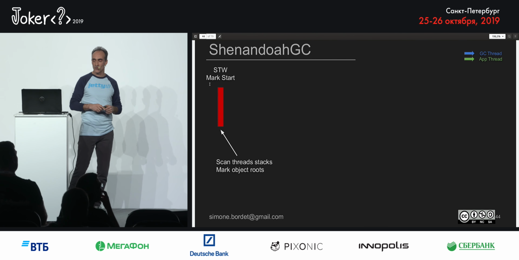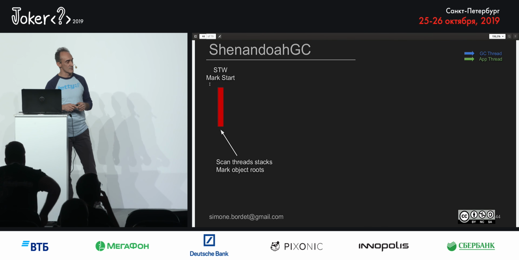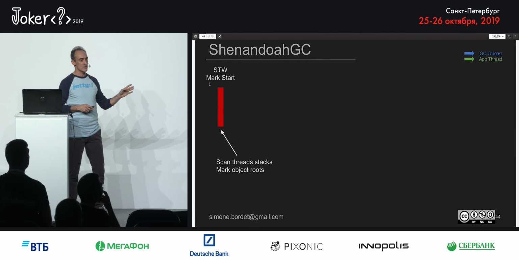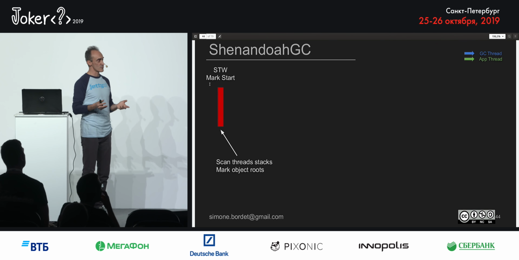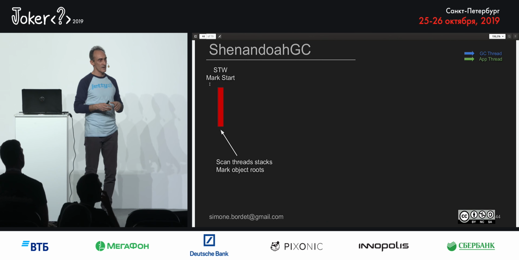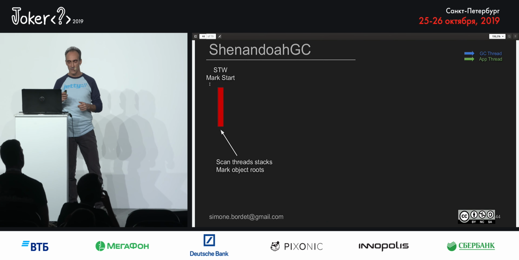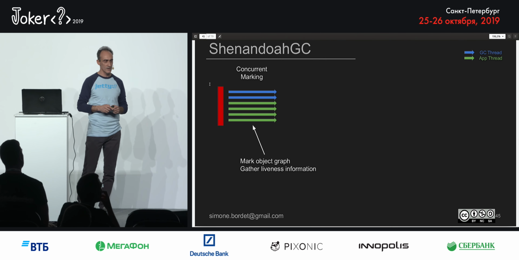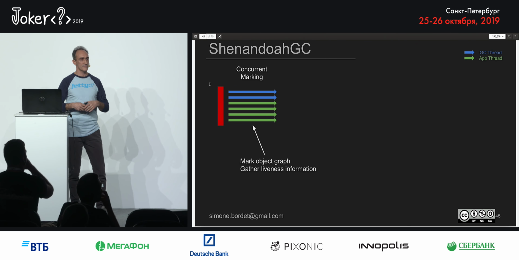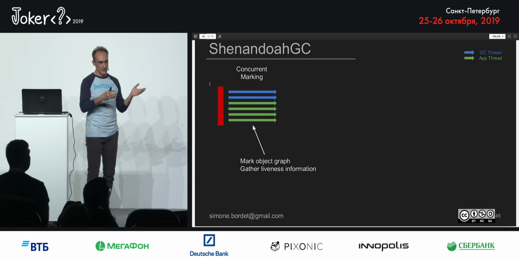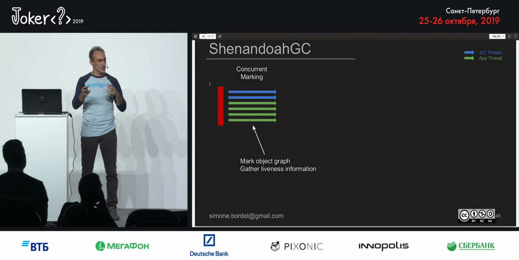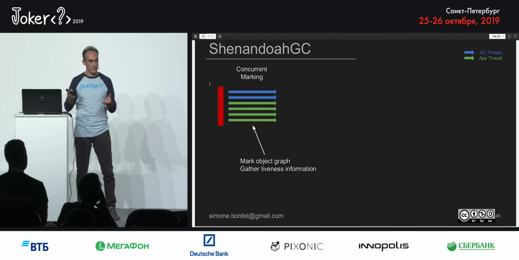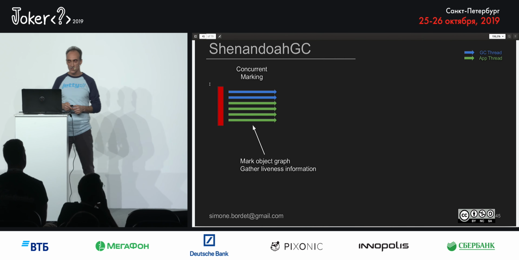The phases for Shenandoah are quite similar to ZGC. Stop the world, mark start. Again, scan the threads, find the roots from local variables and everything, and mark all the roots. Then you can proceed and do a concurrent marking. Marking the object graph, again, discovering all the java.lang.ref references, gathering liveness information about which regions have the most garbage or even are completely garbage.